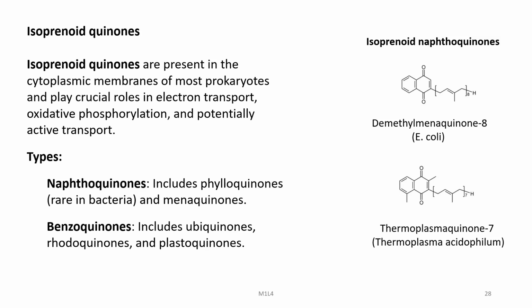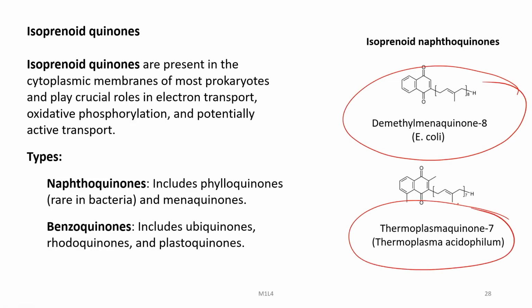We may have different kinds of isoprenoid quinones. For example, naphthoquinones includes phylloquinones, which is rare in bacteria, and menaquinones. Then we have benzoquinones, which includes ubiquinones, rhodoquinones and plastoquinones. So, here you can see some of the isoprenoid naphthoquinones in this figure on the top and bottom.